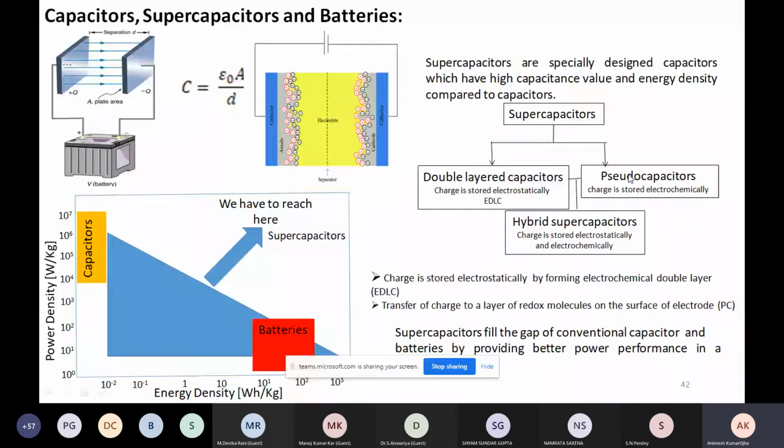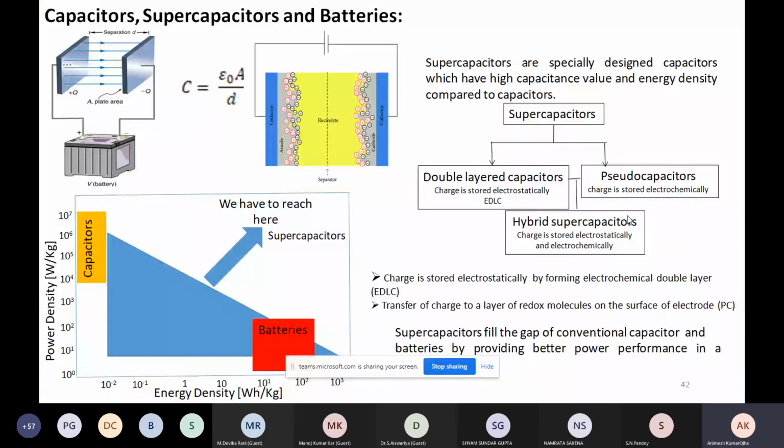Then the EDLC has some advantages and some disadvantages. The pseudo capacitor also has certain advantages and certain disadvantages. So if you combine these two, it gives another category which we call hybrid supercapacitor.